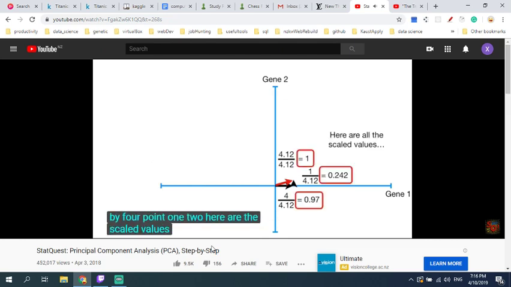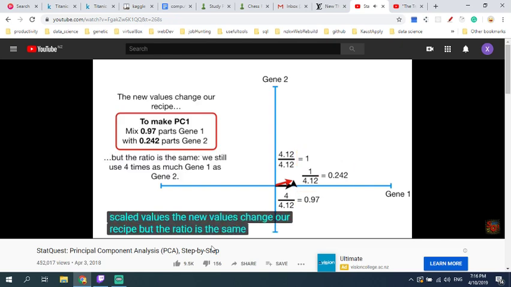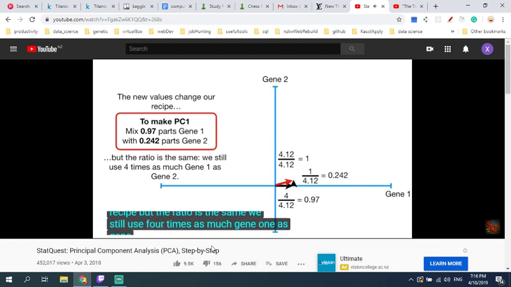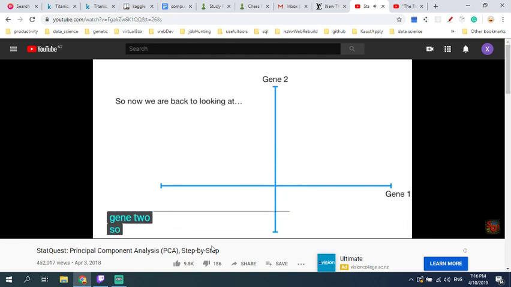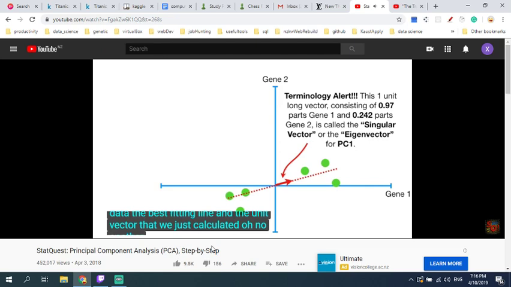Here are the scaled values. The new values change our recipe, but the ratio is the same. We still use 4 times as much gene 1 as gene 2. So now we are back to looking at the data, the best fitting line, and the unit vector that we just calculated. Oh no, another terminology alert.